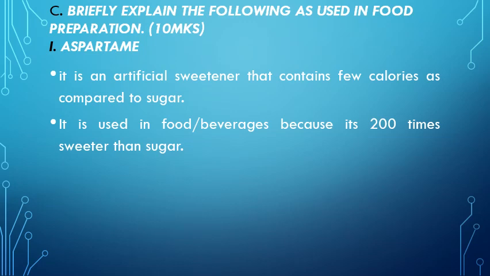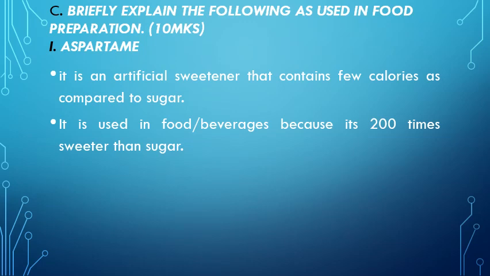Now generally what we mostly use is sugar, but apart from sugar we also have other types of sweeteners like the artificial ones, an example being aspartame. It has an advantage in that it contains very few calories compared to sugar, and as a result the food or beverage is 20 times sweeter than sugar.